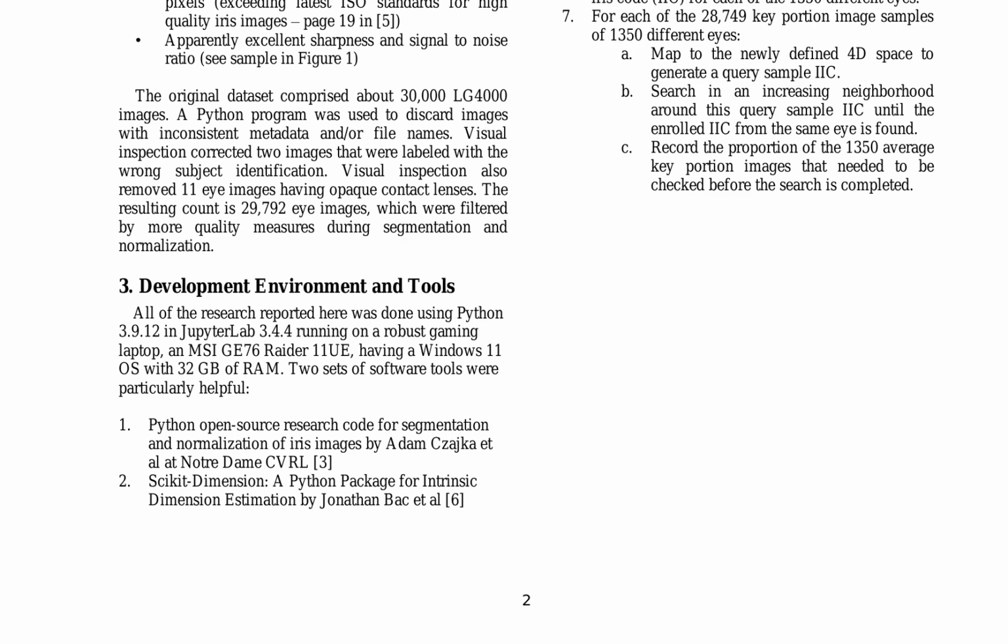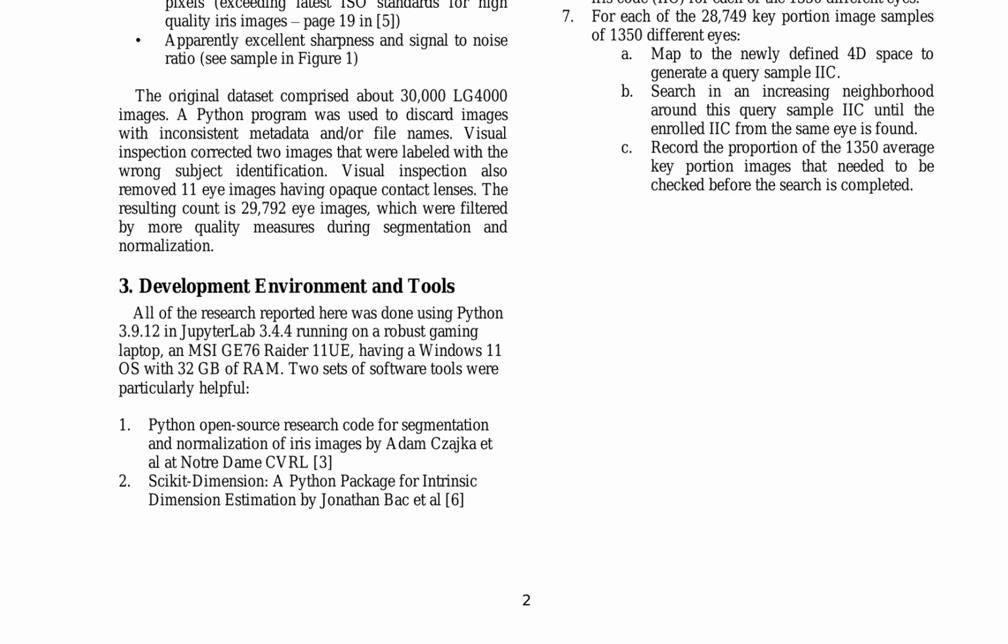The resulting 28,749 key portion images are averaged to reduce noise, and the intrinsic dimension of the set is measured to be approximately 4 using the correlation dimension algorithm. A four-dimensional space is defined using PCA, and the average key portion images are mapped into this space to generate an enrolled intrinsic iris code, IIC, for each of the 1350 different eyes.